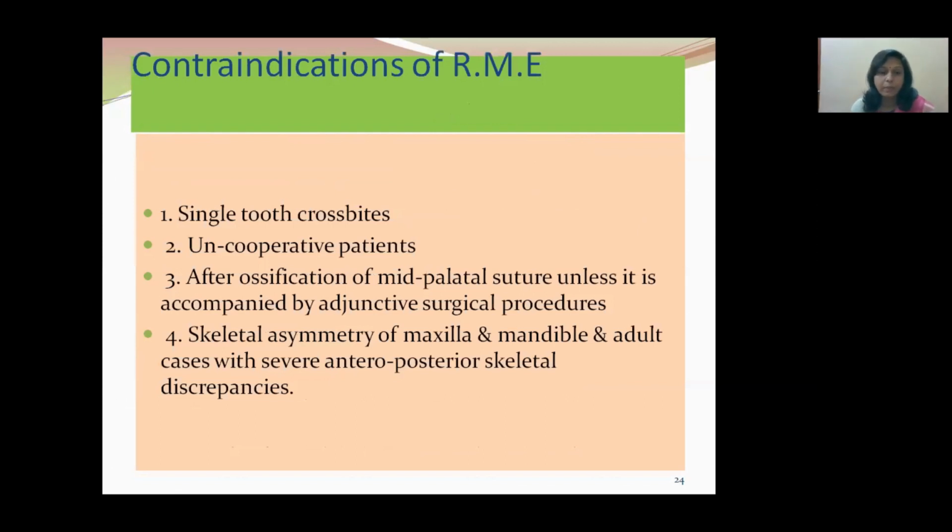Contraindications of RME will be in cases of single tooth crossbite that can be corrected by the slow maxillary expansion. In uncooperative patients, this procedure cannot be used. After ossification of mid-palatal suture, unless it is accompanied by adjunctive surgical procedures, that is, after growth has been completed and the suture has been closed, the RME should not be attempted. RME should be attempted only in the growing patients. Skeletal asymmetry of maxilla and mandible, and adult cases with severe anteroposterior skeletal discrepancies.